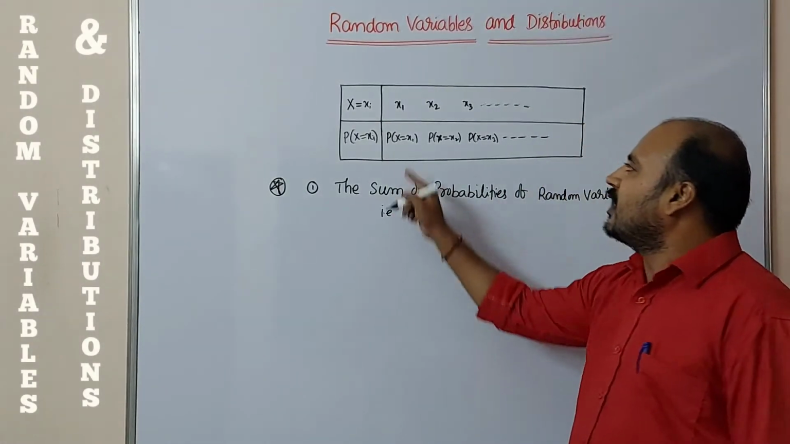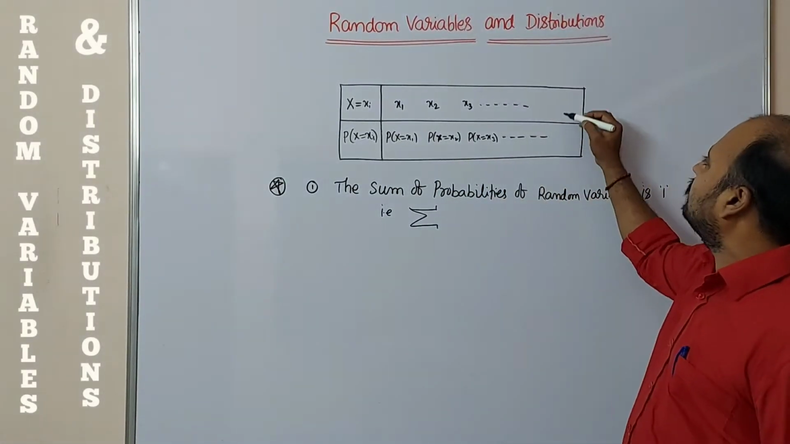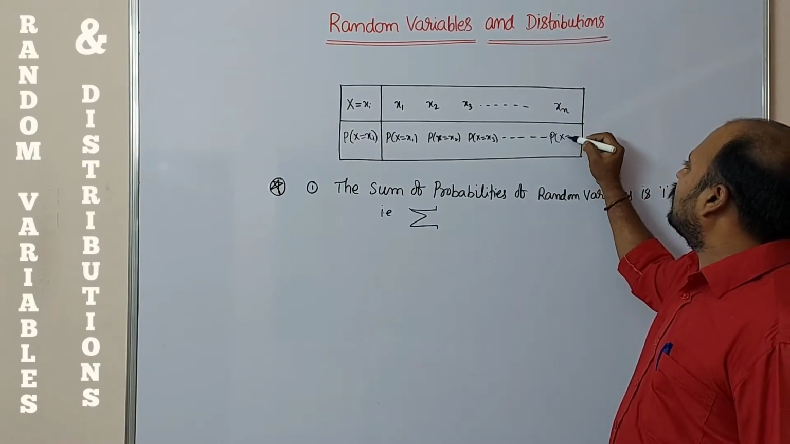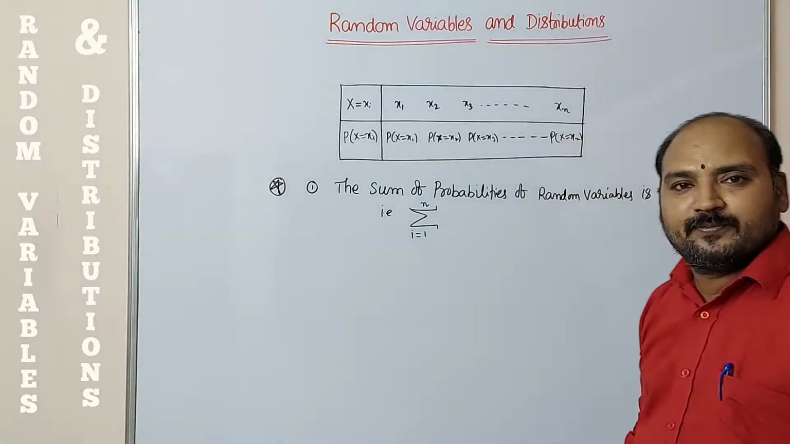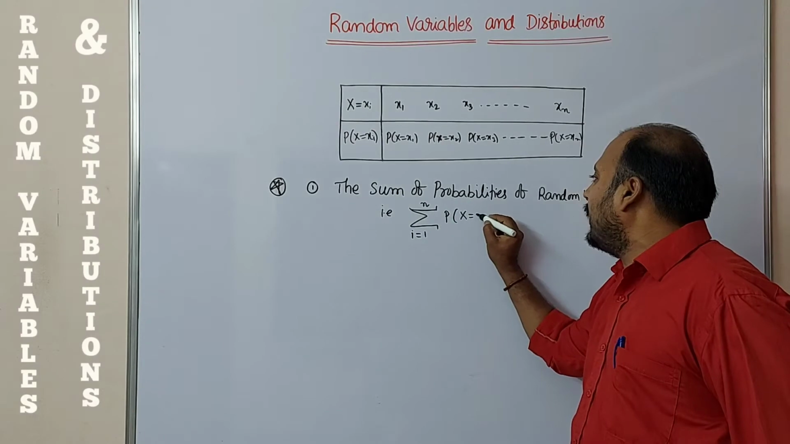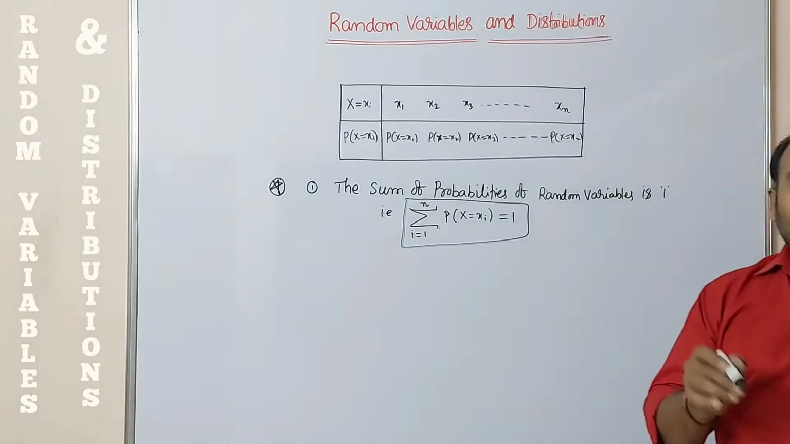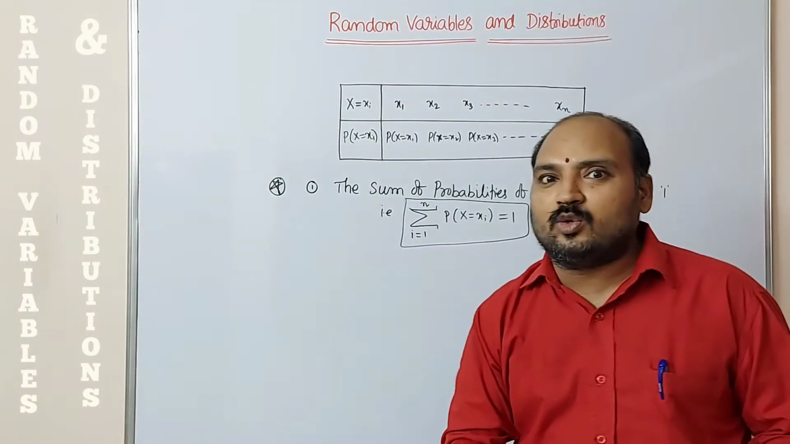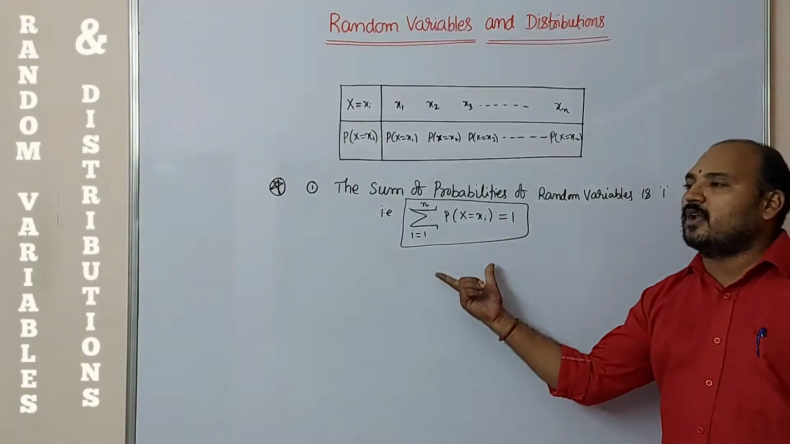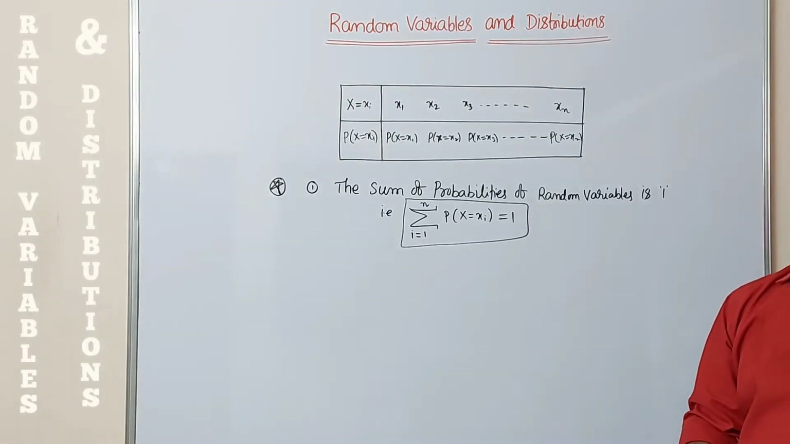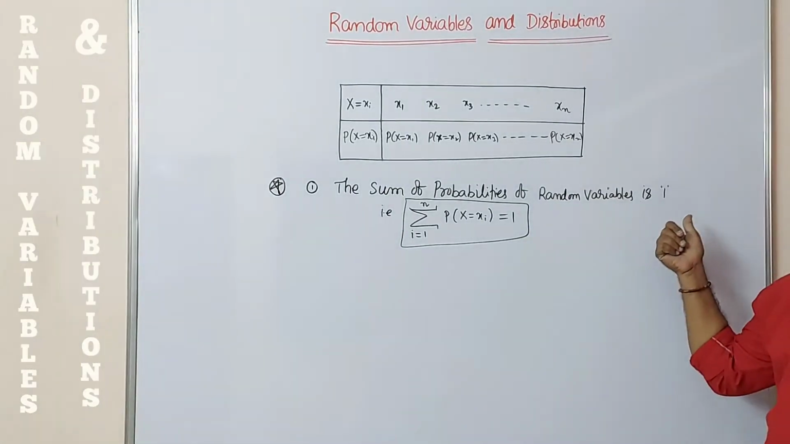We can take that as the summation, sigma. Suppose n terms are there, like xn, and P of x is equal to xn. So summation or sigma i is equal to 1 to n, P of x is equal to xi is always equal to 1. This is the formula to find the unknown values. In the question, they will ask: find the value of k, find the value of c. For that, this formula is required to get the values. The sum of the probabilities of random variables is always equal to 1.